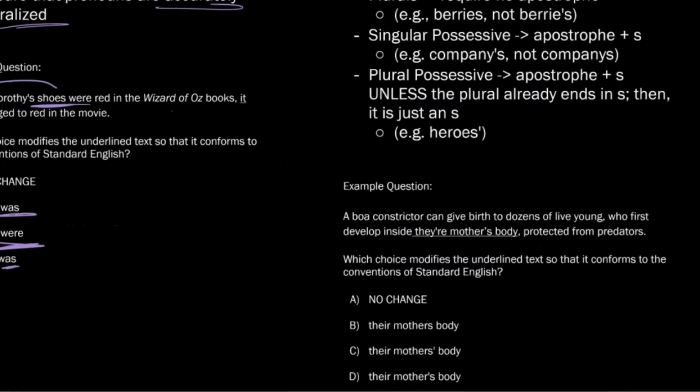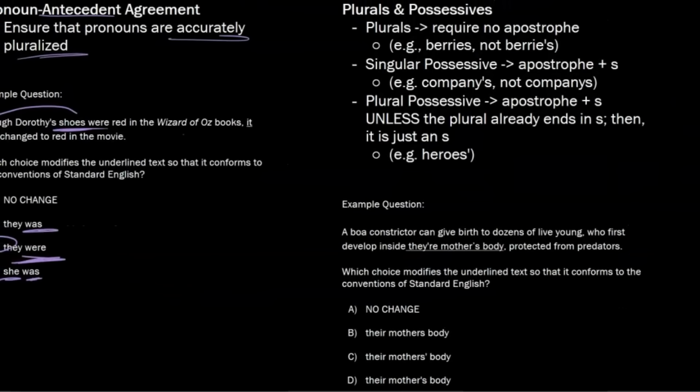And our last bit here, this is the last part of SAT English. We're at the end here. Plurals and possessives. Plurals require no apostrophe. When you pluralize something, you don't need to add an apostrophe. Never, ever add an apostrophe, even for an abbreviation. Let's say you're writing teaching assistants, TAs. It is TAs. There is no TA's with an apostrophe. You never add an apostrophe.